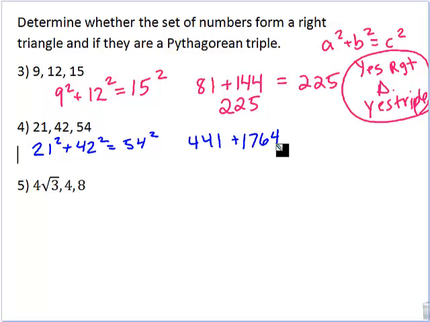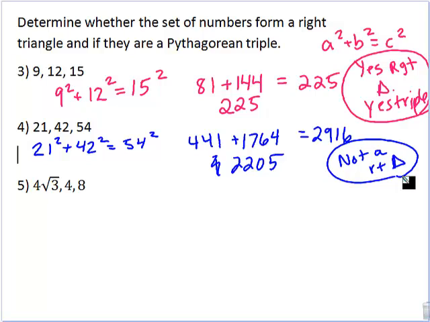2,100 some number. 2,205. Okay, equals, well, it's 54 squared. 2,916. So are these two equal to each other? No, so this is not a right triangle. Does that make sense?